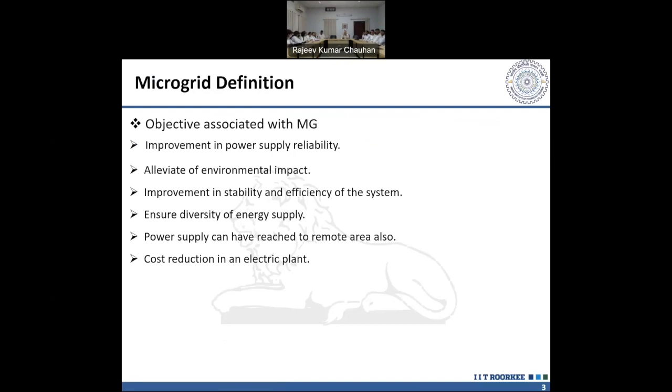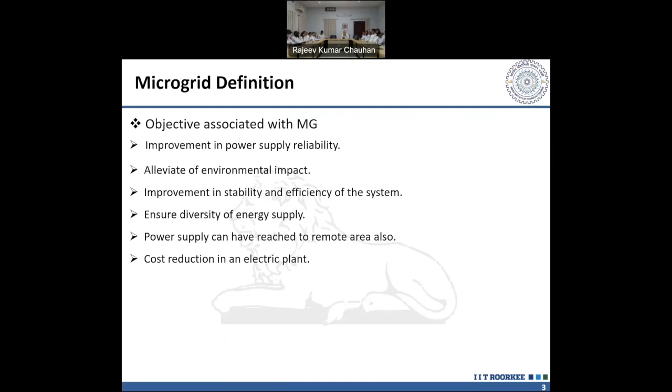So with these renewable sources, like in Dayalbagh, Agra, the reliability of the power is very high. Whether the grid is supplying or not, your major work is not affected. You keep on doing. There is a sufficient backup with it, and most of the backup is in the renewable form. So alleviate the environmental impact. We already have seen improvement in the stability and efficiency of the system.